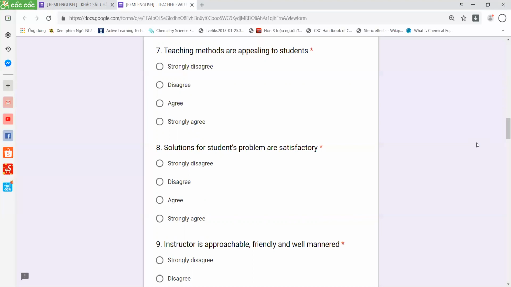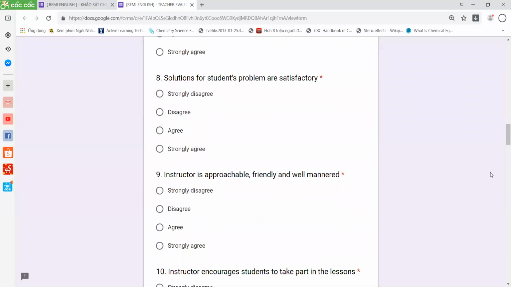Next, instructor is approachable, friendly, and well mannered. Because mostly our Vietnamese students are pretty shy, in front of them you have to be very friendly and approachable so that they could open up to you and talk to you.